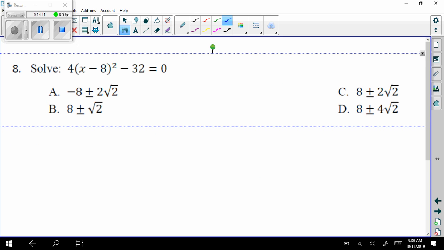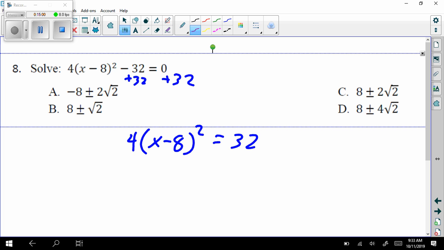Solving this one out, since we have parentheses squared, the easiest thing to do is to leave that alone and get that part by itself first. So our first step would be to add the 32. So you get 4 parentheses, x minus 8 squared equals 32. Then divide by 4. 32 divided by 4 is 8.